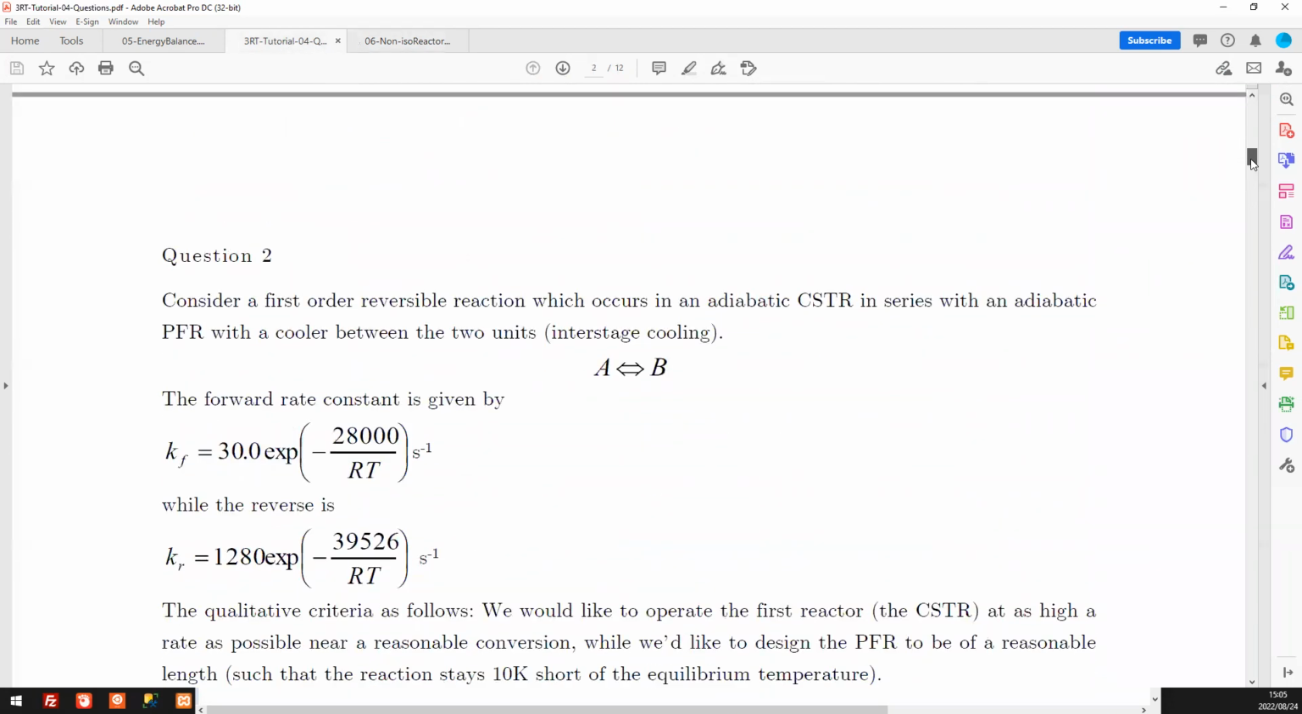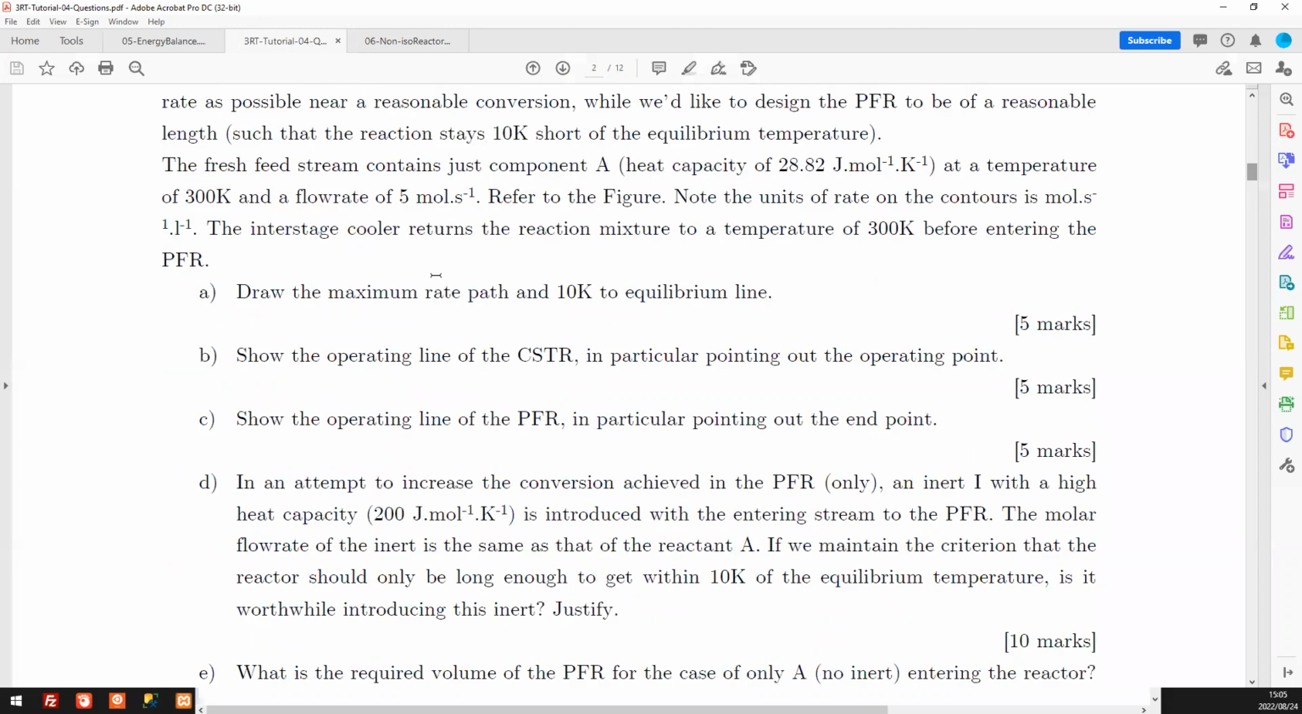In here, it's asking us to draw the maximum rate path and the equilibrium. So you can define at least the equilibrium line, and then think about what other rate lines we could draw. The equilibrium line is where the net rate equals 0. Can you also draw lines where the net rate is not 0?